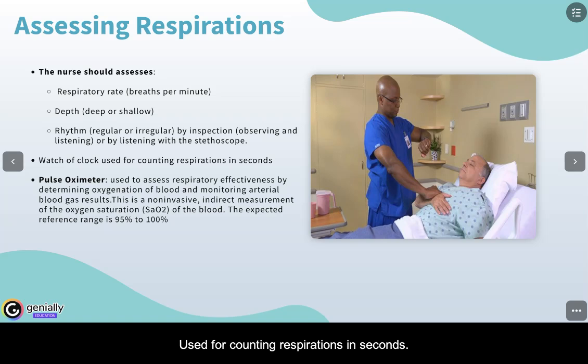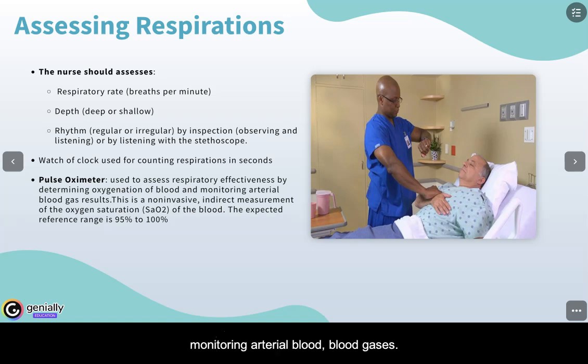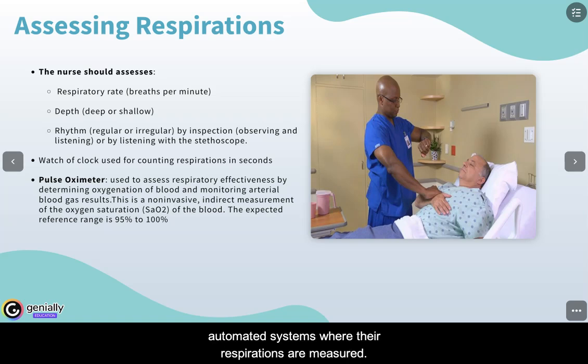respirations in seconds. So the pulse oximeter can also be used to assess respiratory effectiveness by determining oxygenation of the blood and monitoring arterial blood gases. This is a non-invasive, indirect measurement of the oxygen saturation of the blood. The expected oxygen saturation should be 95 to 100%. Now in the ICU and some other departments in healthcare, patients are on automated systems where their respirations are measured.